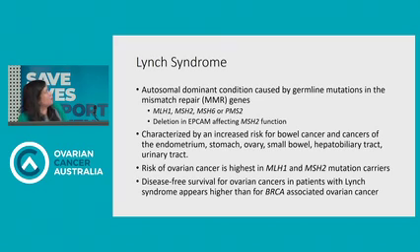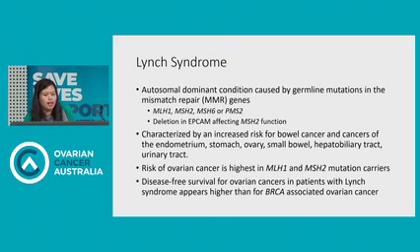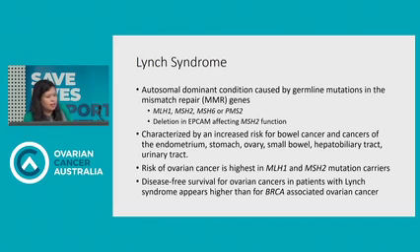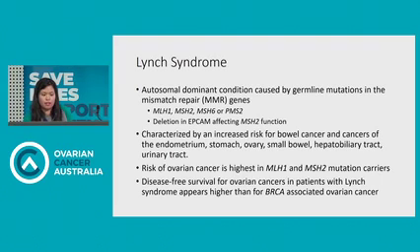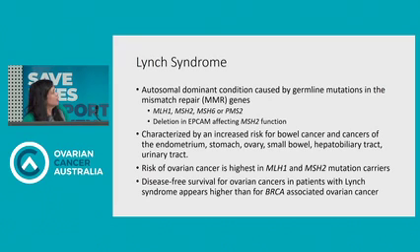Okay, so the next group of genes we'll talk about is Lynch syndrome. Lynch syndrome is also another autosomal dominant condition that's caused by mutations in mismatch repair genes. And the mismatch repair genes are MLH1, MSH2, MSH6, or PMS2. Now, people with Lynch syndrome are at increased risk for not only ovarian cancer, but they're also at an increased risk for bowel cancer, certain cancers of the endometrium, stomach, small bowel, hepatobiliary tract, and also urinary tract cancer.